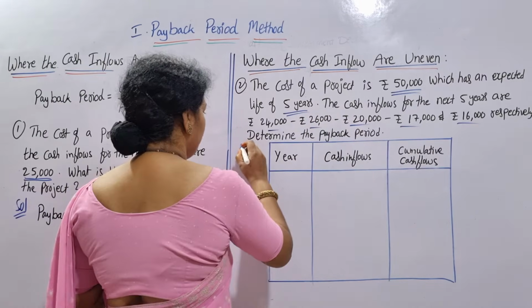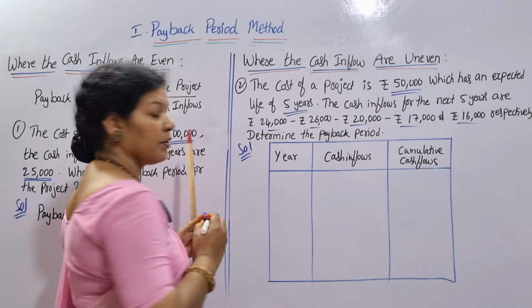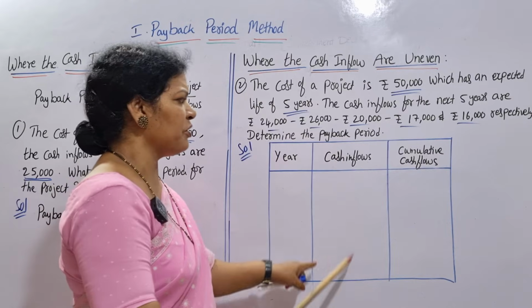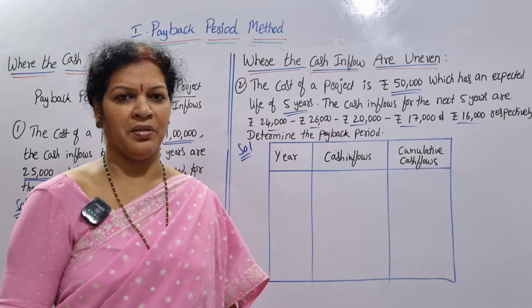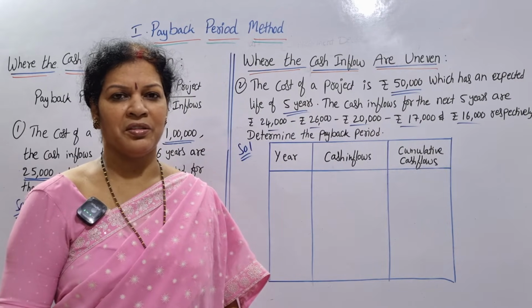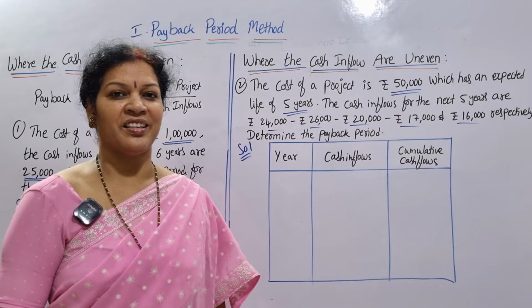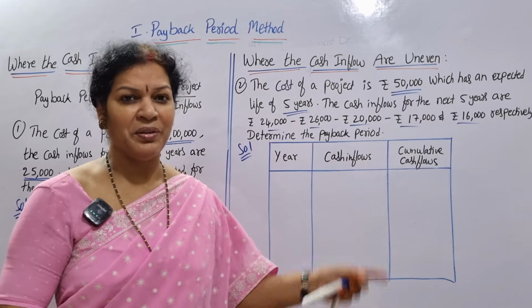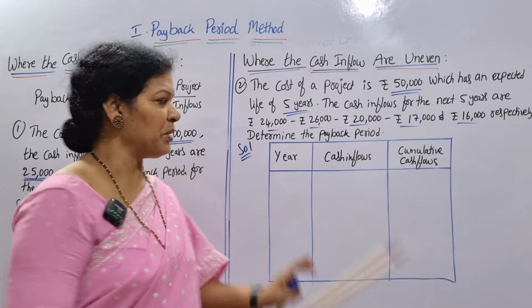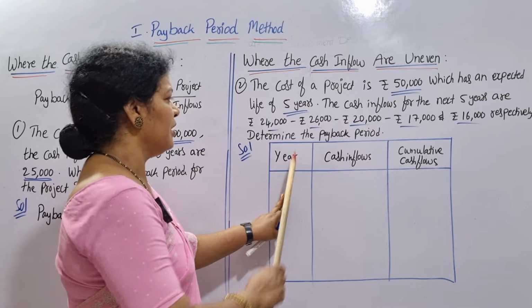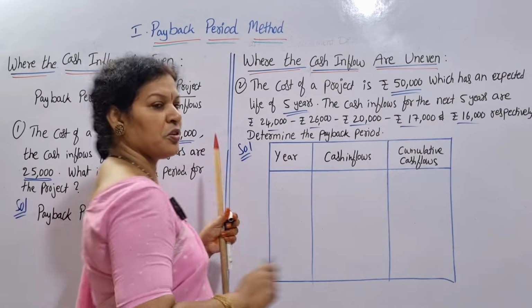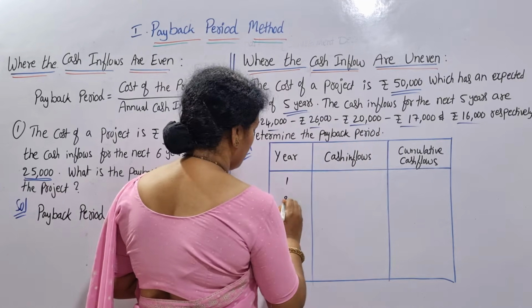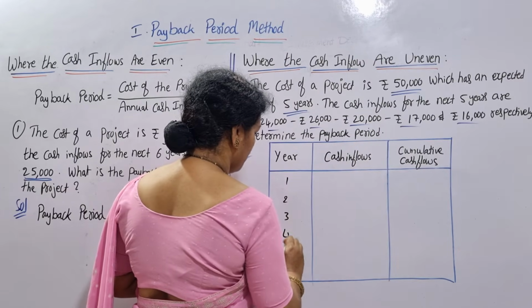Now, the solution. Simple. For the table, we need only 3 columns: one is year, then cash inflows, then cumulative cash inflow. Cumulative cash inflow means, I think you remember the median calculation in statistics. Median, quartiles, deciles, percentiles, everywhere we used to calculate cumulative, the same one only. This is as per the given data. In the year column, we write how many years there are. Just focus 2 minutes, you will understand. How many years? 5 years, right? 1, 2, 3, 4, 5.